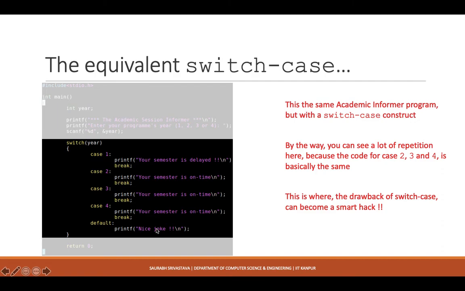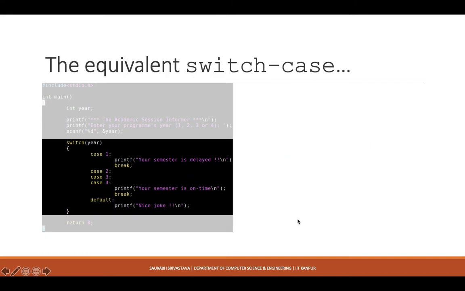But now you can see why even this so-called drawback can actually be beneficial for you, right? Why? Because whatever we are doing for case 2, 3, and 4 is basically a repetition. I wanted to issue the same statement when it was 2, 3, and 4, but here I'm writing it explicitly for everything. So this is where a nice hack can be used. What you can do is you can write it something like this, right?